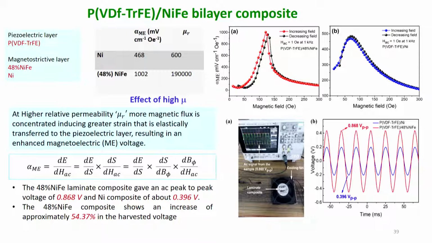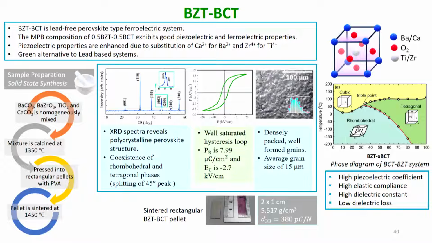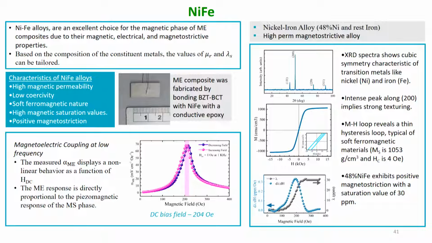So the same thing is being repeated here. Because of the 19,000 mu, you are able to see a large value. Now, whenever you have this BCT sample, which you prepare and then make these studies on, you will see that the alpha value is around 70 millivolt, even though here you are getting something like 70 millivolt per centimeter Oe.